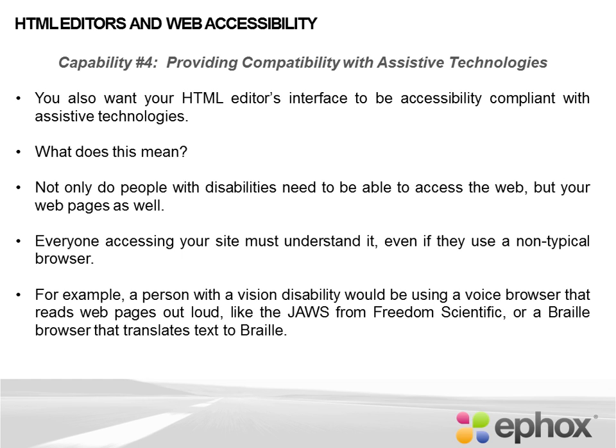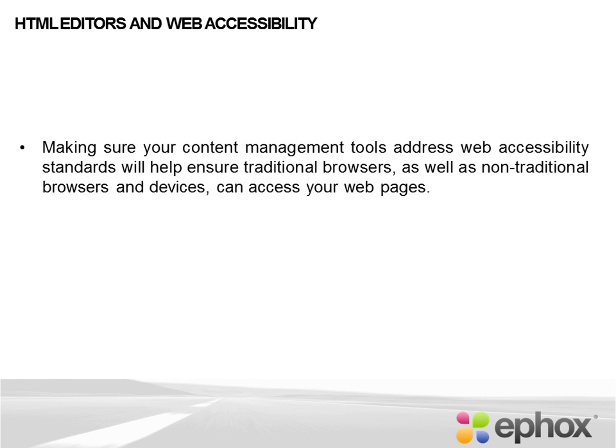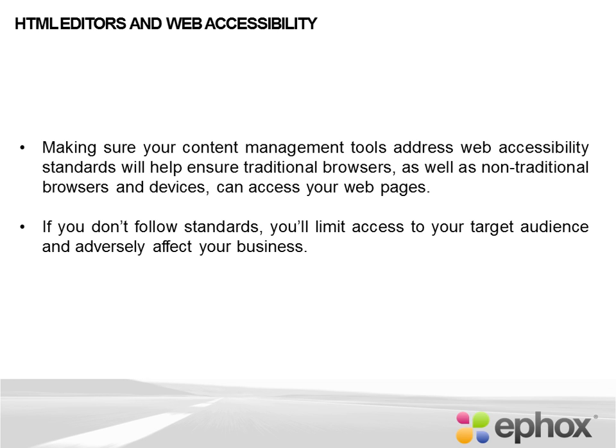For example, a person with a vision disability would be using a voice browser that reads web pages out loud, like JAWS from Freedom Scientific, or a Braille browser that translates text into Braille. Other unusual devices might include handheld browsers and teletext displays. Making sure your content management tools address web accessibility standards will help ensure traditional browsers, as well as non-traditional browsers and devices, can access your web page. If you don't follow standards, you'll limit access to your target audience and adversely affect your business.